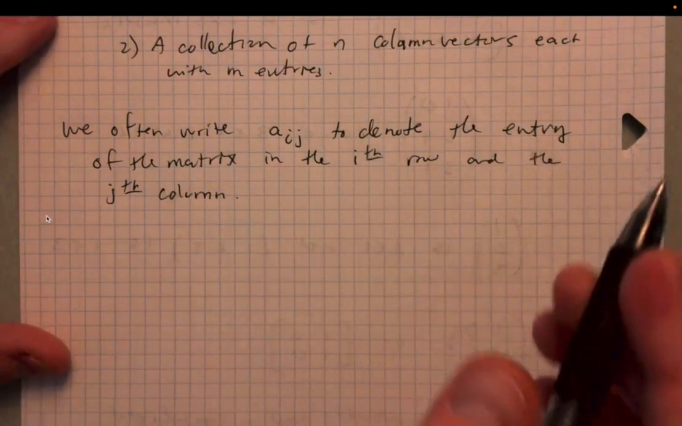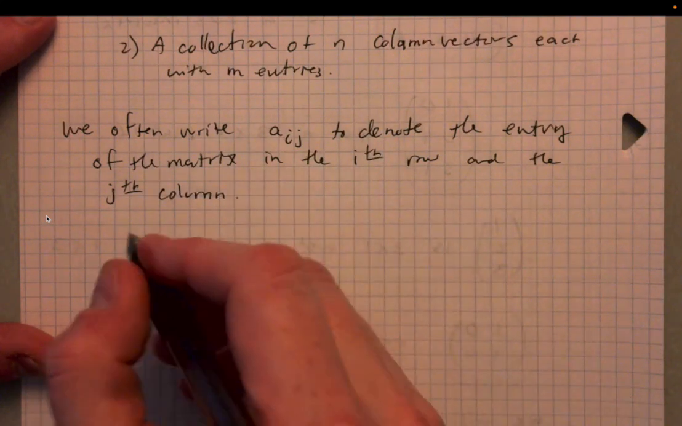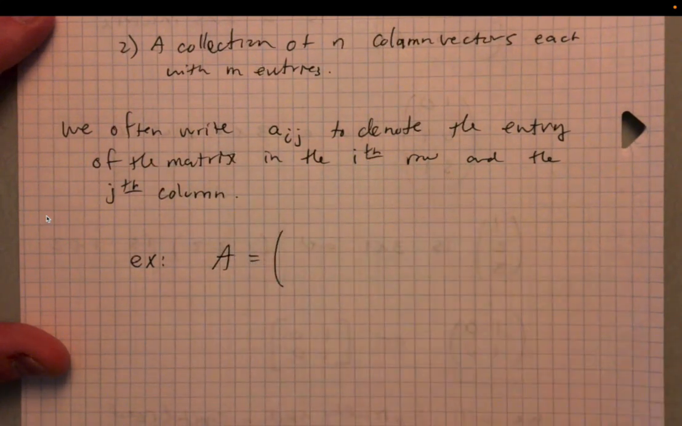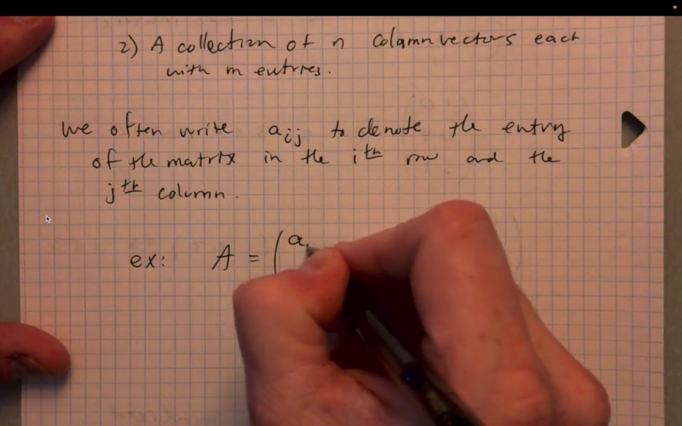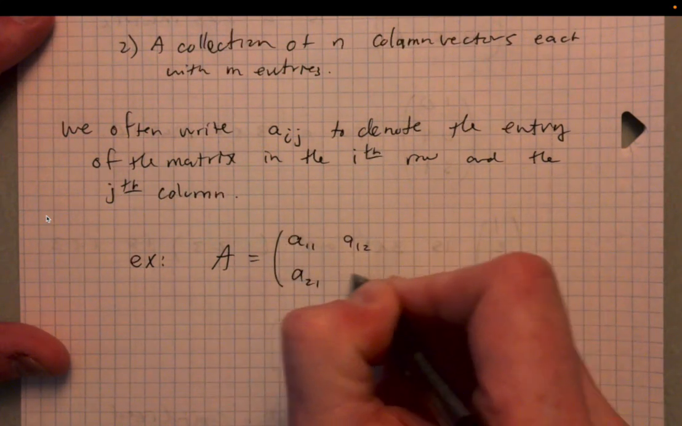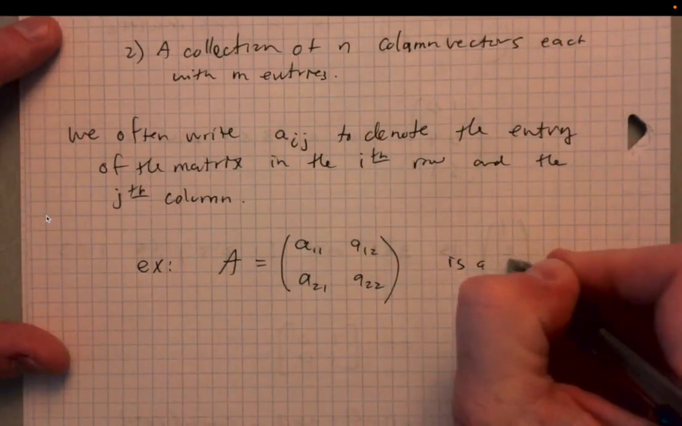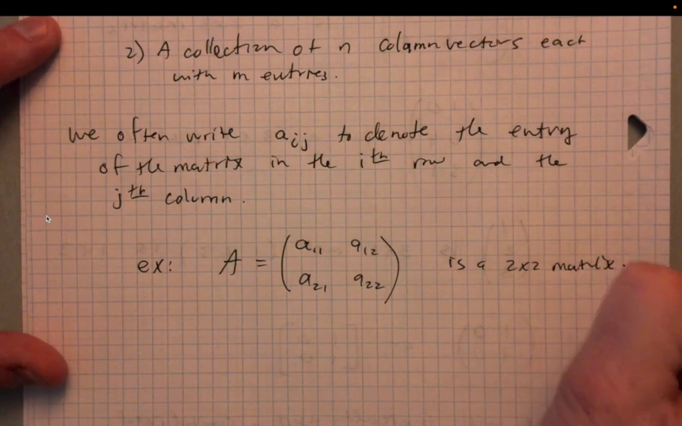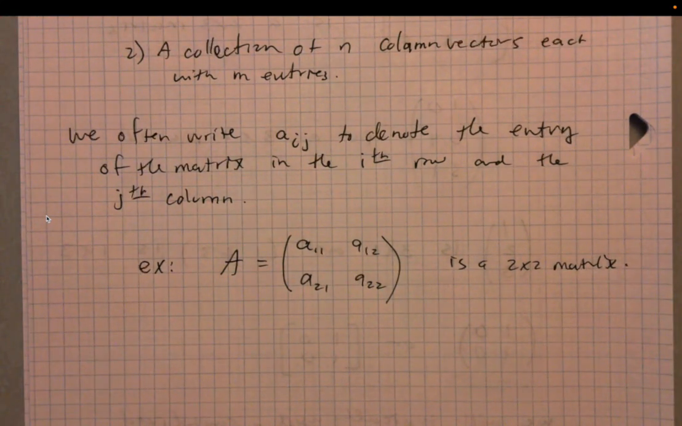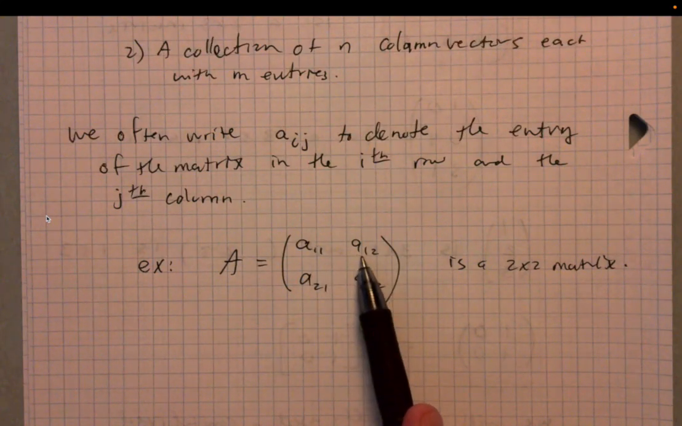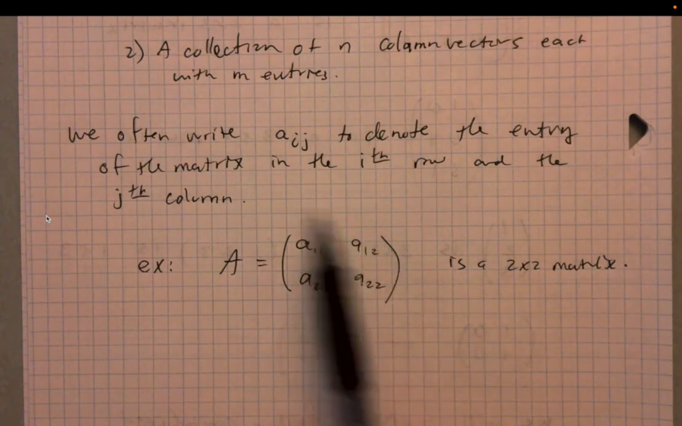For example, let's say we have the matrix A, which is equal to A11, A12, A21, A22. So this is a 2 by 2 matrix. I can easily see that this entry here is in row 1, column 1, A11. This entry over here is in row 1, column 2, so it's A12. So this is the idea of this Aij.